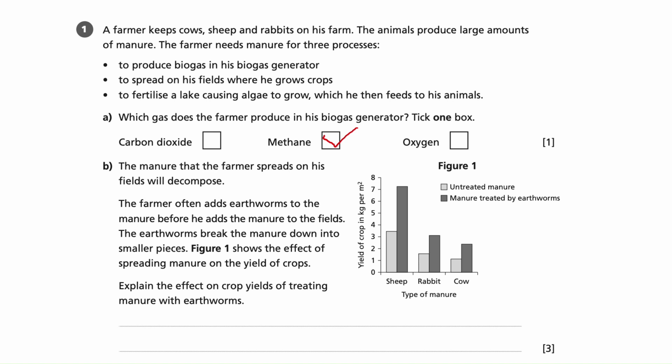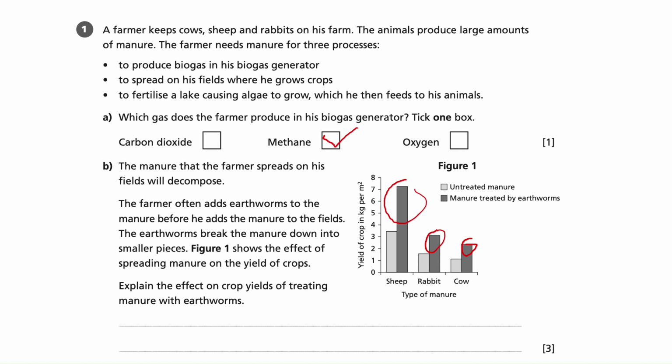And we can clearly see, can't we, that with the darker bars, the ones where the manure has been treated by earthworm, there's a higher yield of crops for each type of manure. So it's clear the effect of the earthworms there is increasing the yield of the crop. Now, let's look back at the question. Explain the effect on crop yields of treating manure with earthworms.